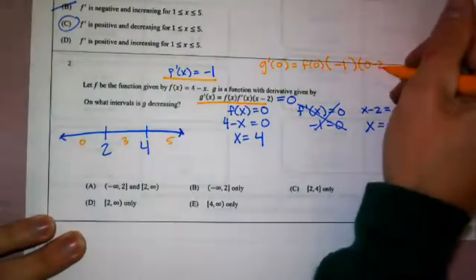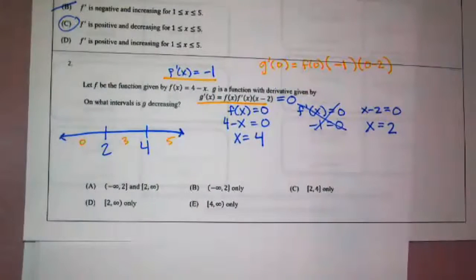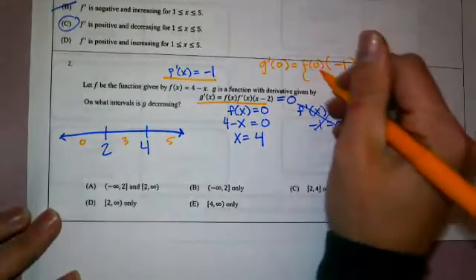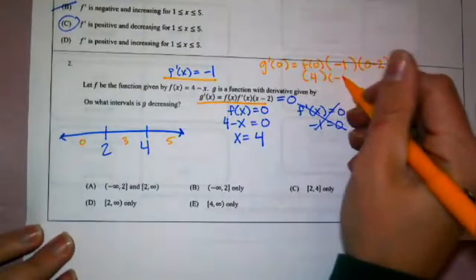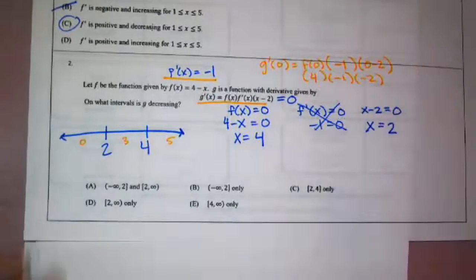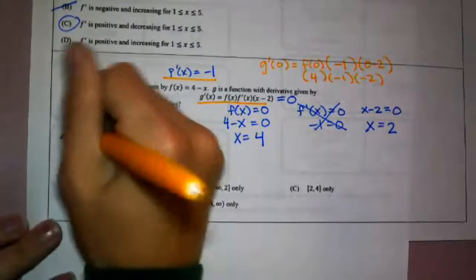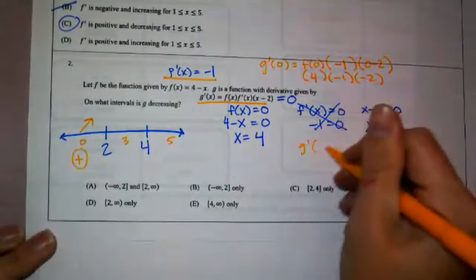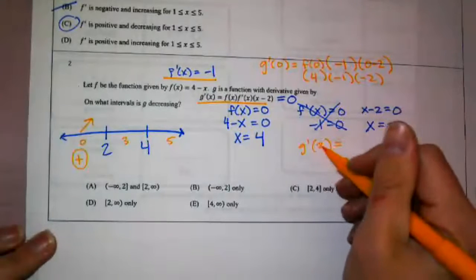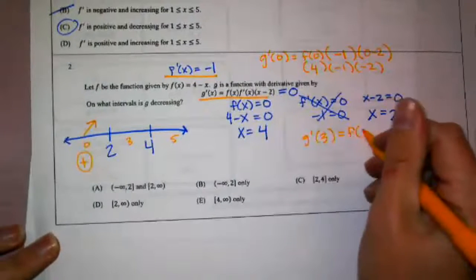And 0 minus 2. All right, what is f of 0? When you plug 0 into the f function, 4. All right, so positive times negative is going to be positive. Does that make sense? All right, so now we also have to plug in what test number? 3. So we got f of 3.